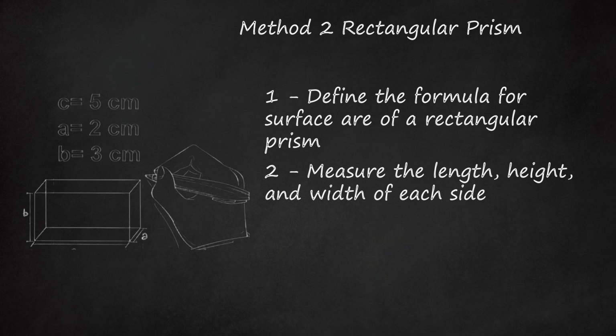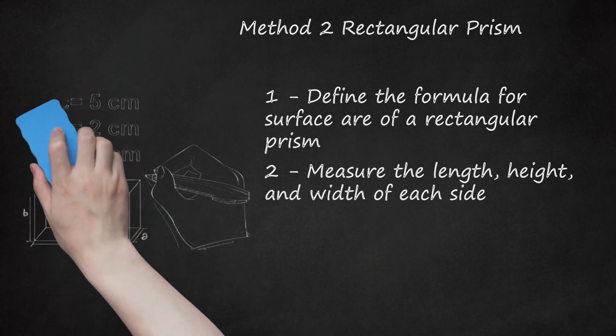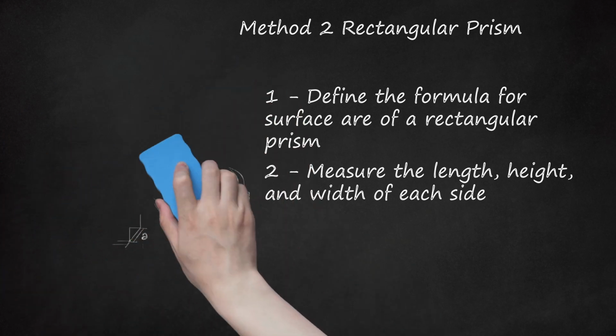Measure the width of the base to determine the width of the prism, and assign this to A. Example: A = 2 centimeters. Measure the height of the side to determine the height of the prism, and assign this to B. Example: B = 3 centimeters.